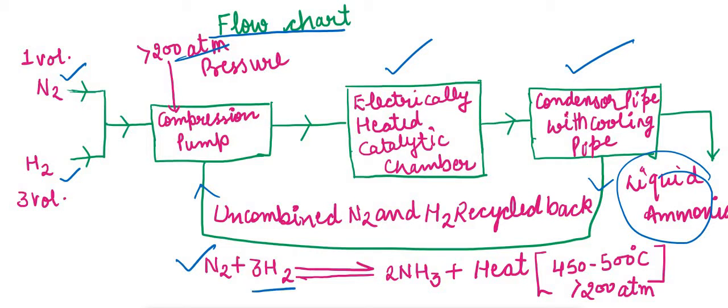The reaction is N2 plus 3H2 converted into 2NH3 with the release of a large amount of heat. The temperature required is 450 to 500 degrees Celsius, and the pressure required is greater than 200 atmospheres. The catalysts used are molybdenum and iron. Both substances are used as catalysts. So that is the complete flow chart of the Haber's process.